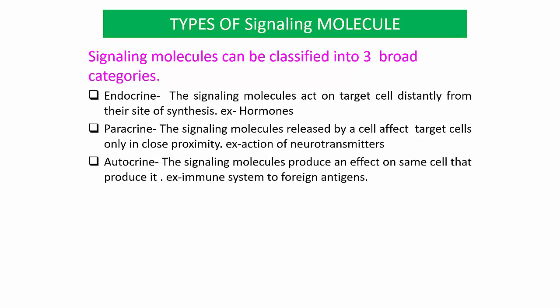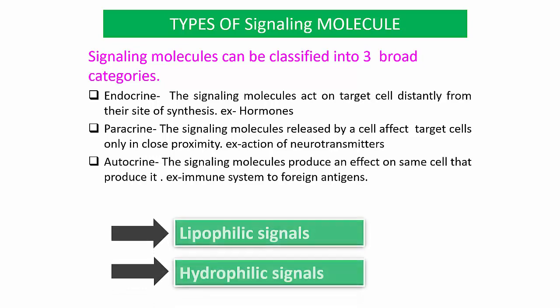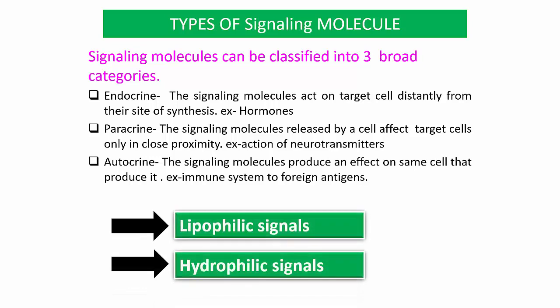Basically, based upon the ability to move across the plasma membrane, signals are of two different types. One is called lipophilic signals, another is called hydrophilic signals. Lipophilic signals are lipid-loving signals, and they diffuse readily across the plasma membrane and activate several transcription factors which regulate gene expression. Examples are vitamins A, D, E, K and growth factors.